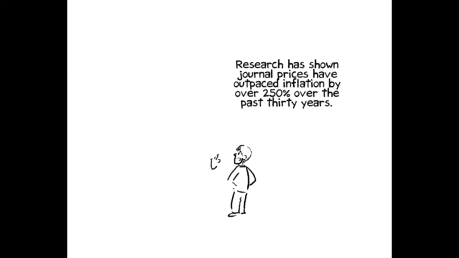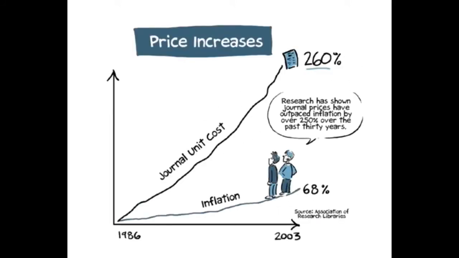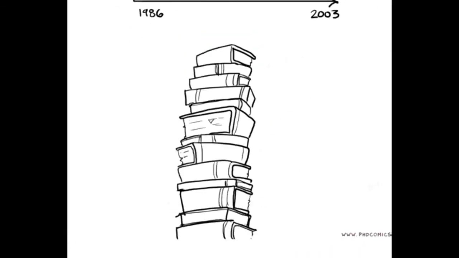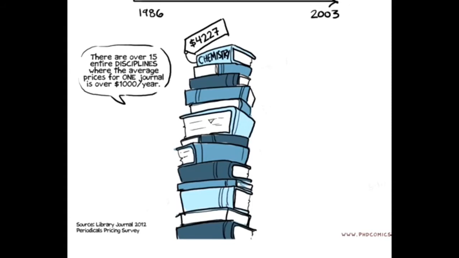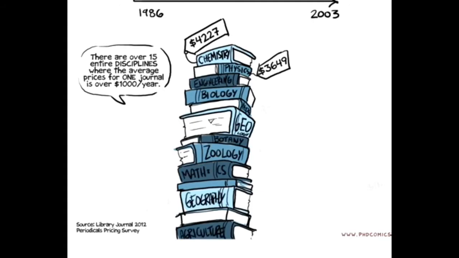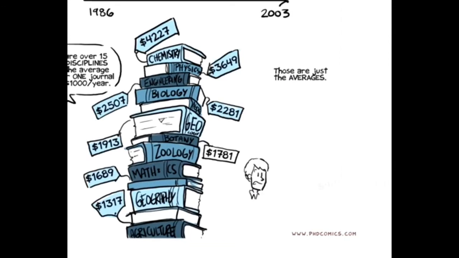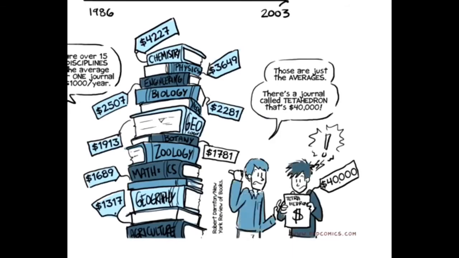Research has shown that journal prices have actually outpaced inflation by over 250% over the past 30 years. There are over 15 entire academic disciplines where the average price for one journal is over $1,000 for one subscription for 1 year. In chemistry, the average title is $4,227, and physics $3,649, and even agriculture is still over $1,000, and geology and botany all over $1,000. And those are just the averages. Those aren't the way out there. There's a journal called Tetrahedron that's $40,000.